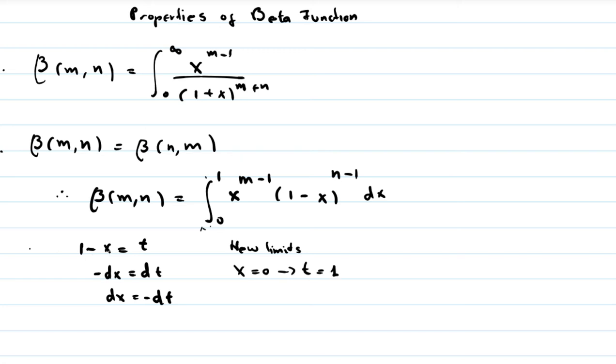X is 0 here, so t is going to be 1. Now the upper limit: if x is equal to 1, it means that our t is going to be 1 minus 1, which is 0, so our t is going to be 0. So with this, we have found the new limits that we should use to express this function in terms of a variable t.